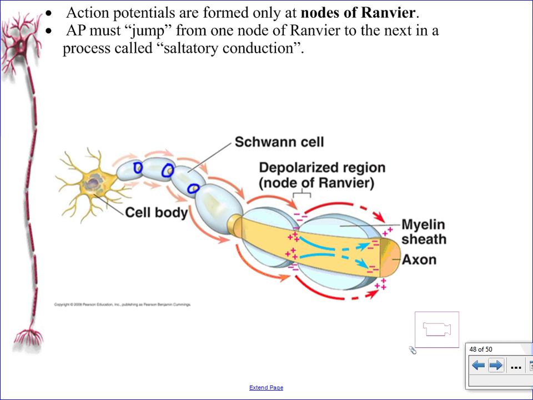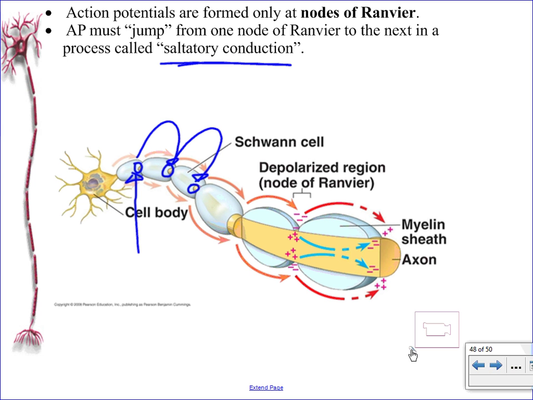So if you get an action potential at this node of Ranvier right here, it's going to open up the next adjacent voltage-gated sodium channels, which just happen to be way over here. And then the next one's way over here. So this speeds up how fast the message can be sent in a process referred to as saltatory conduction.